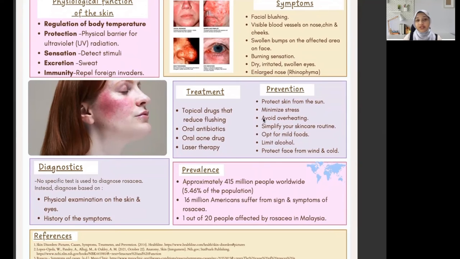And next is prevention. What can you do to prevent rosacea? Protect your skin from the sun. You can minimize stress, avoid overheating, and simplify your skincare routine. Next, opt for mild foods such as vegetables and fruit juices, limit alcohol intake, and protect your face from harsh weather such as wind and cold.